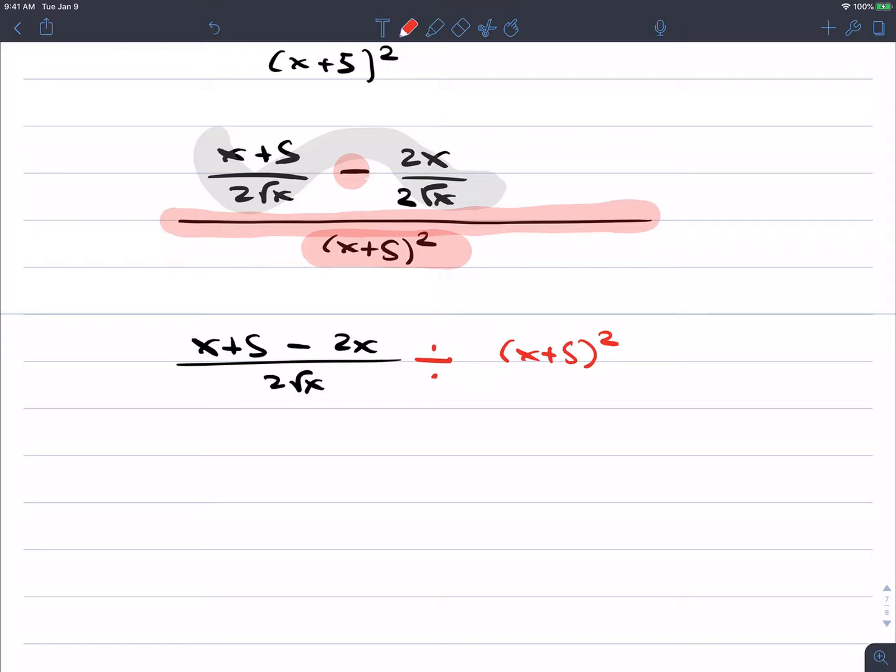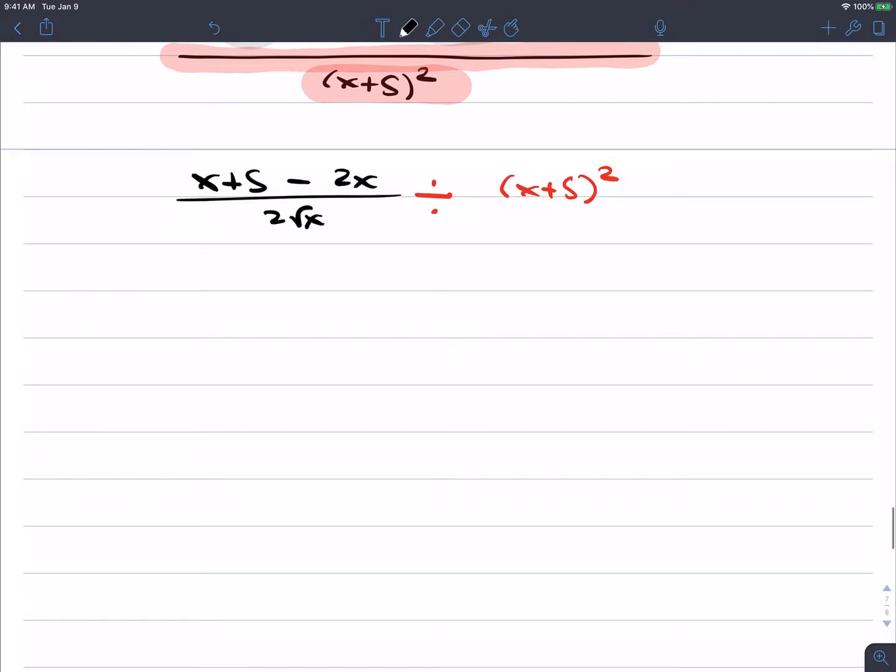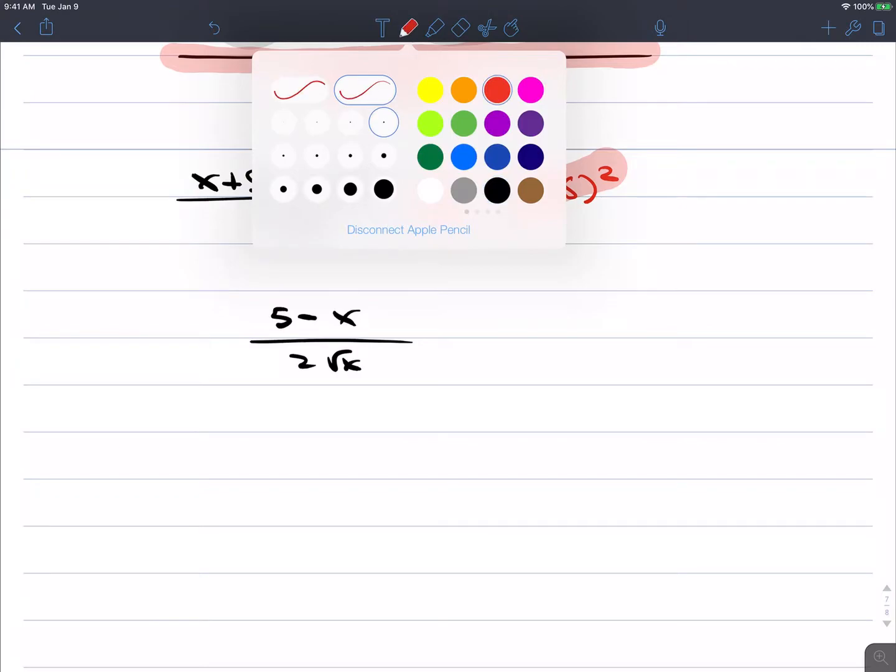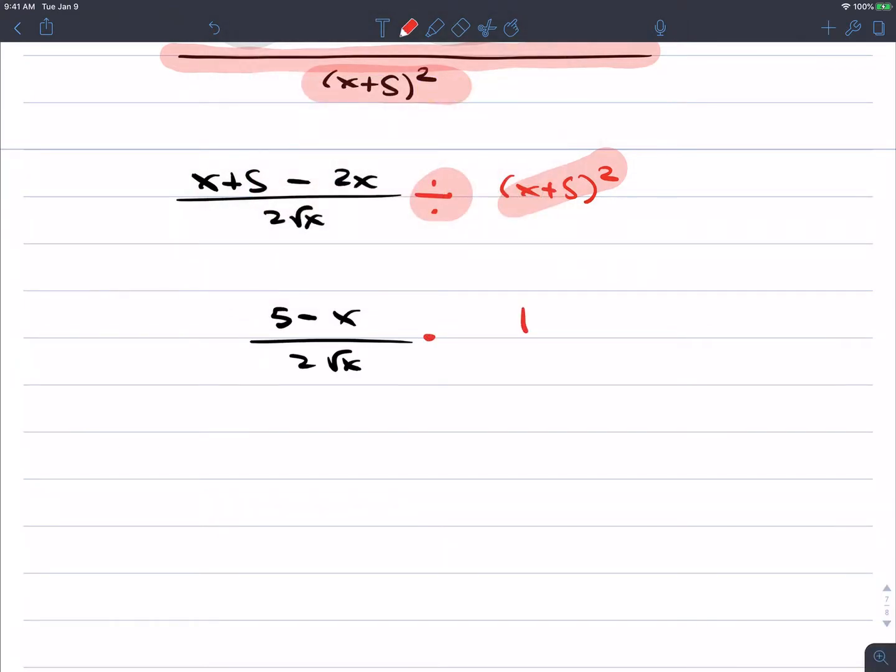So now, when we combine our terms here, we have 5 minus x on top over 2 times the square root of x. Let's focus on this division of a whole number, which really means 2 multiplied by the reciprocal of that whole number, x plus 5 squared. Now it's not a number, but it's a term, and it works the same way.